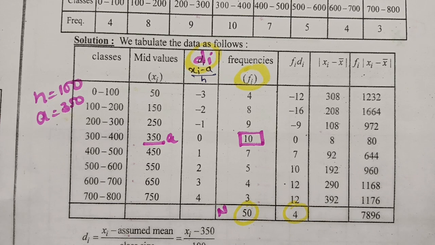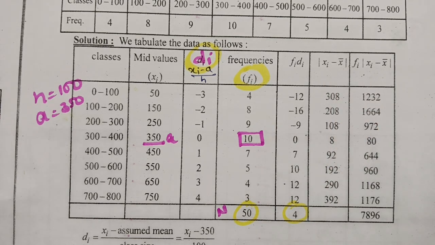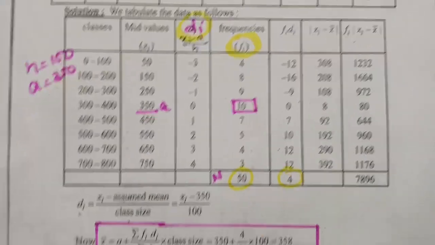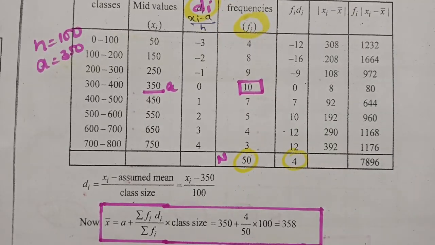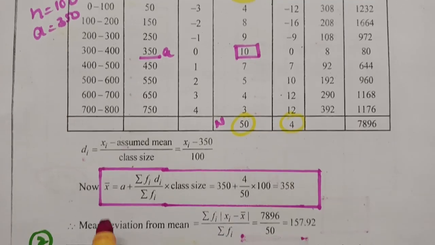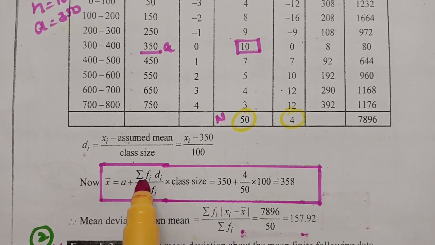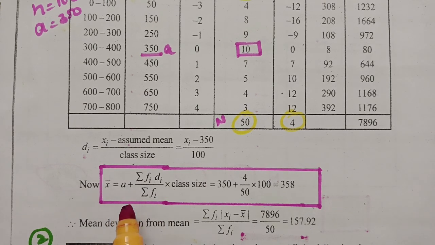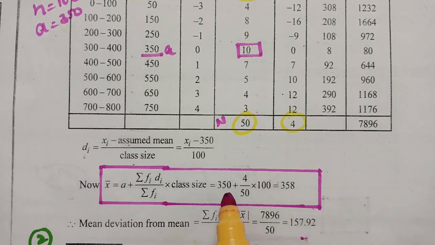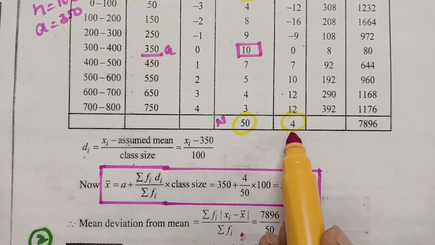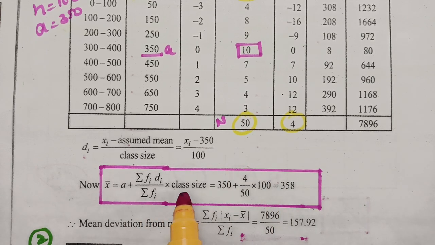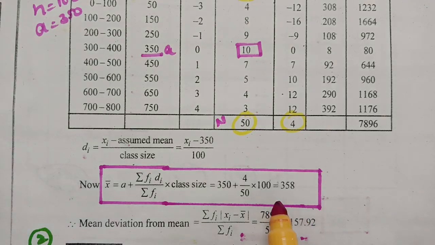And next one here is x minus x bar. So in order to find x minus x bar, first of all we have to find the x bar here. For finding the x bar, the formula for the mean value here is, so this is mean x bar. So for finding the mean value, a plus sigma fi di by sigma f into h. So this is step deviation method. So what is our a value? A value is 350. So substitute here, and sigma fi di value is equal to 4, by sigma f value is equal to 50, into class interval h value is equal to 100.